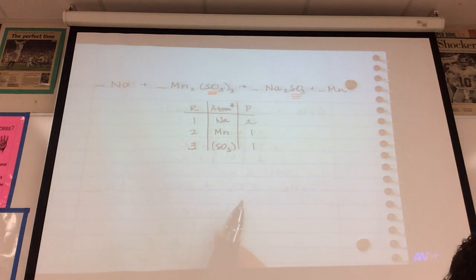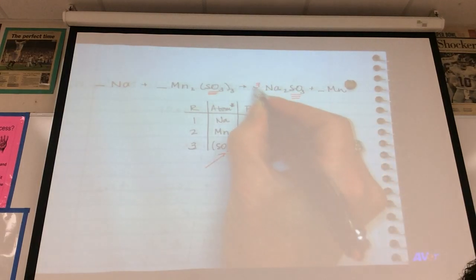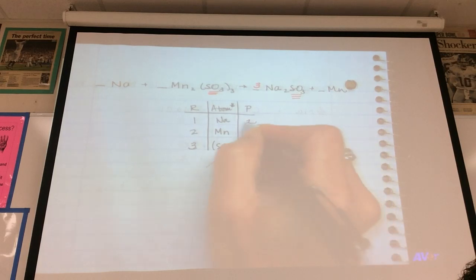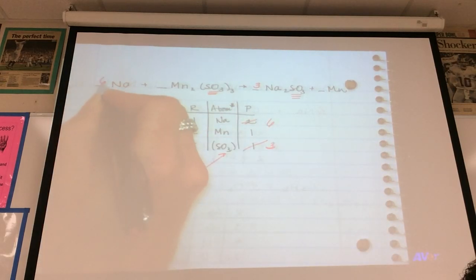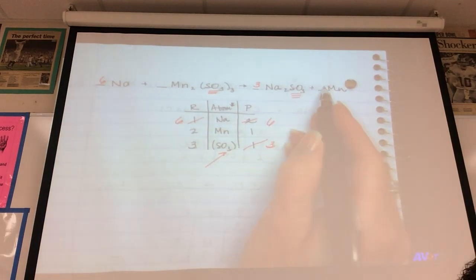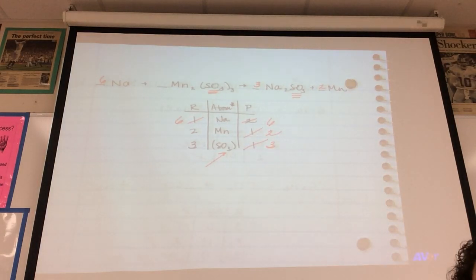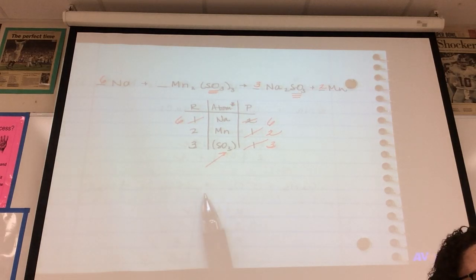And when I balance this type of equation, I will start with the polyatomic ion. I need 3 of them on this side, and that's going to make 6 sodium. I'll put a 6 in front of the sodium to generate 6 here, and then finally a 2 here. And you have a balanced equation. And again, it requires some practice.